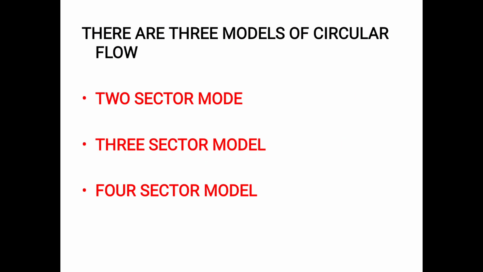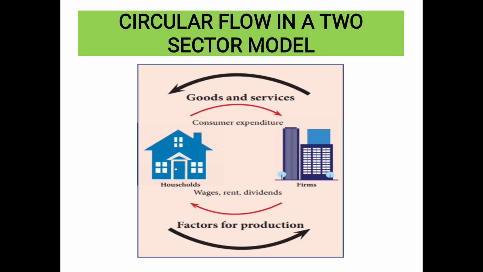Next one. Now, there are three models in the circular flow of income: the two-sector model, the three-sector model, and the four-sector model. So, what are the models in the circular flow? We have two-sector, three-sector, and four-sector. Now, the first one we are going to see is the two-sector model. The two-sector model has the household on one side and the firm on the other side.